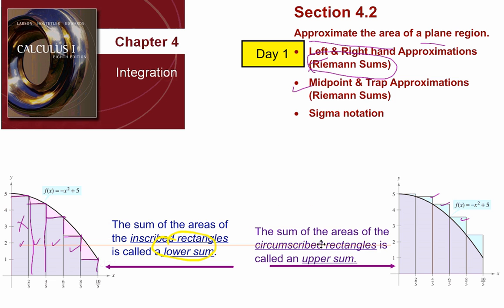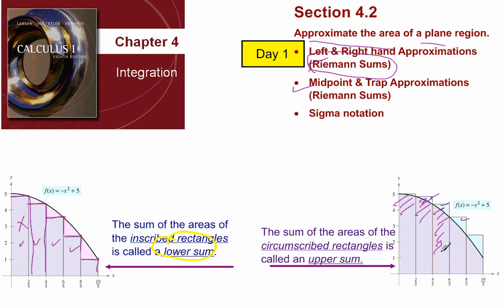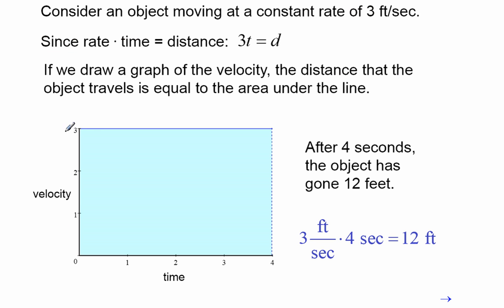That must mean then that these are circumscribed rectangles, which they are. And we notice that if I add up all the area from these rectangles all the way down to the x-axis, this would overestimate my area, and thus it's called the upper sum, because we're going to have more area than what truly lies underneath that curve and above the x-axis. So that's kind of the idea.